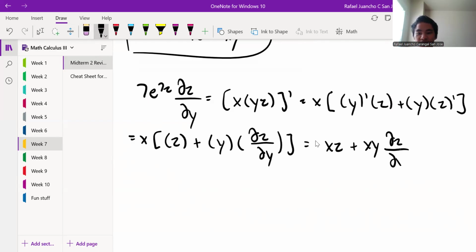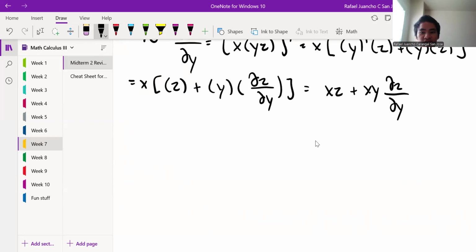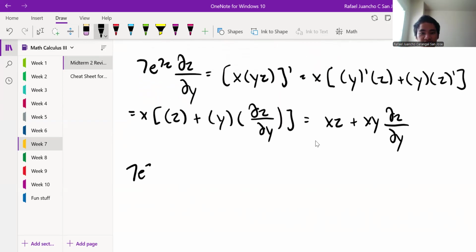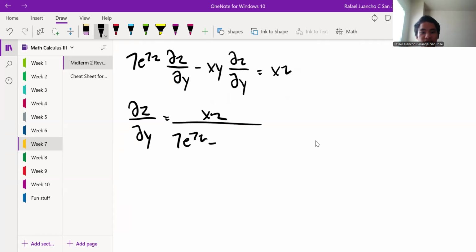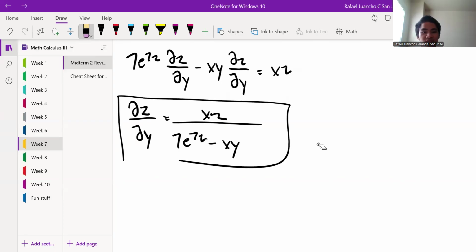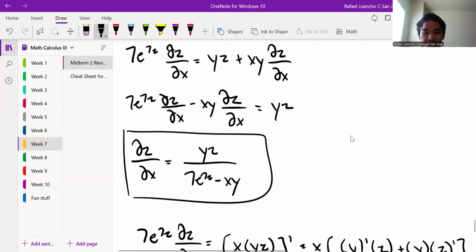Then my partial with respect to y. And now I have that thing. And so I just factor it out, right? So z of this thing minus xy of this thing is xz. Then from there, I just isolate my partial. So I would get something like xz over something like this. That's my answer. Oh, this is xz, by the way. xz. There we go. Nice.